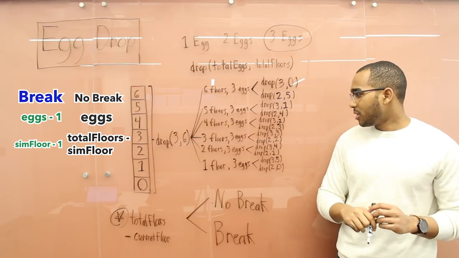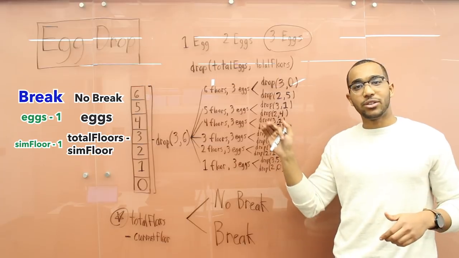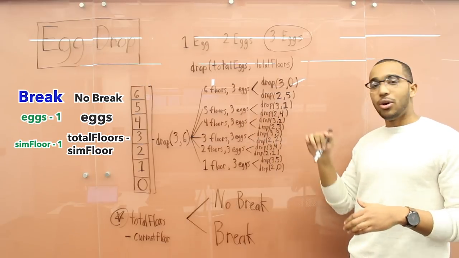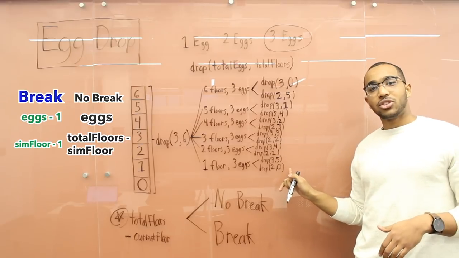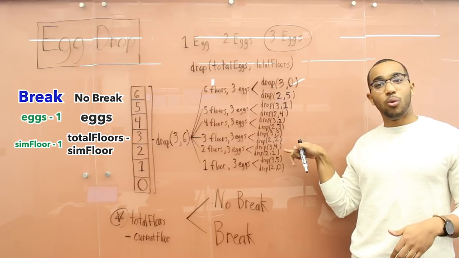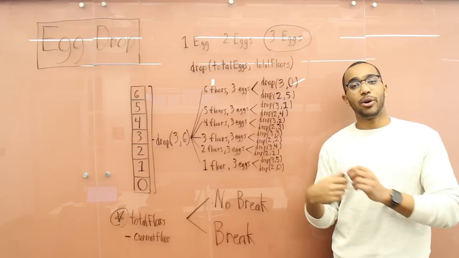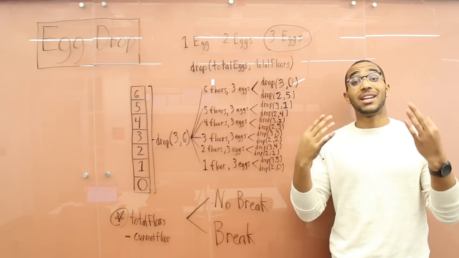And I want you to notice that what we're doing here is we're subprobleming down. And notice that these are base cases. We know the answer to 0 floors. We know the answer to 0 floors. We know the answer to 1 floor. And this is going to keep breaking down until we get to our ultimate answer.